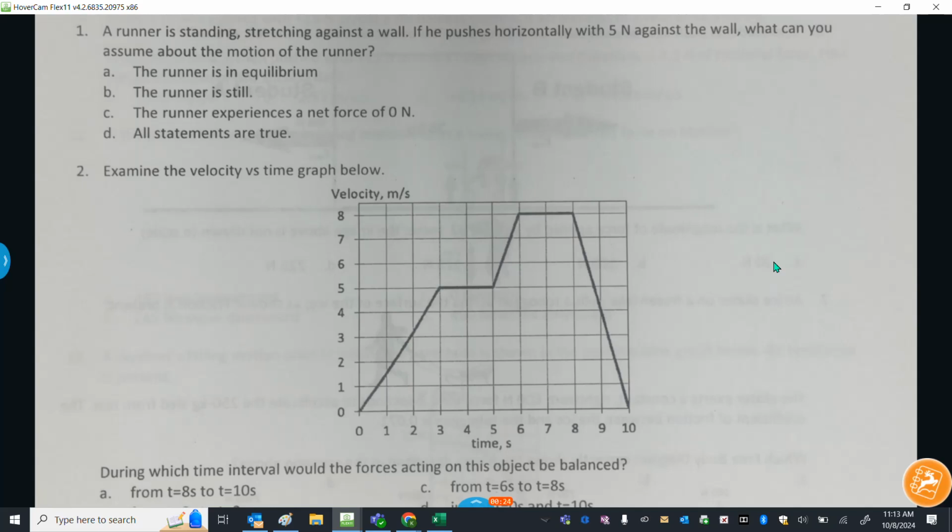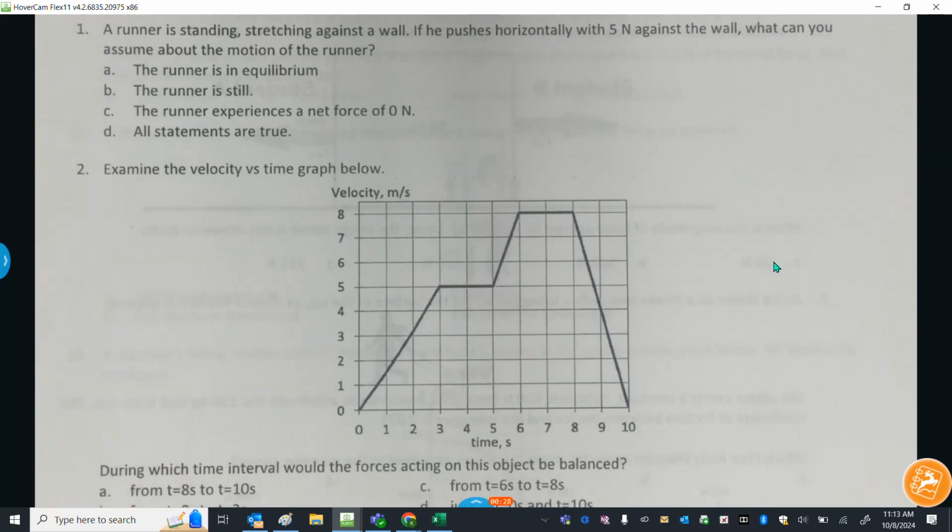But I will say that is lower than the average that the campus had overall. So we struggled with it a little bit more than everybody else, but some of them we did better on too. But it says, a runner is standing, stretching against a wall. If he pushes horizontally with 5 newtons against the wall, what can you assume about the motion of the runner?